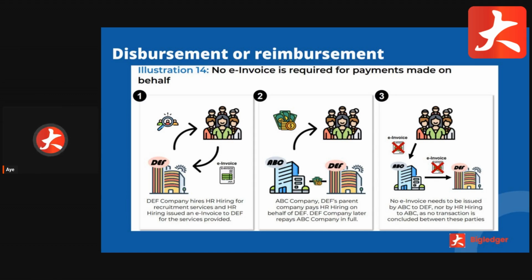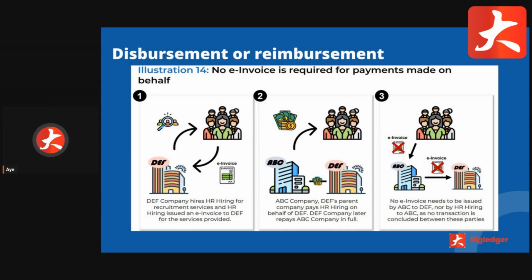Then later, DEF company will pay back ABC company in full. So here, there is no e-invoice needed to be issued by ABC to DEF, nor by HR Hiring to ABC, because the service was provided to DEF, and the e-invoice was already issued to DEF. So this expense actually belongs to DEF. Only ABC had to pay the amount, but later DEF pays back to ABC.